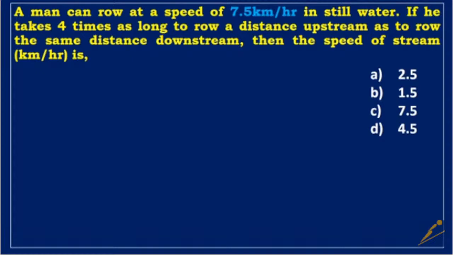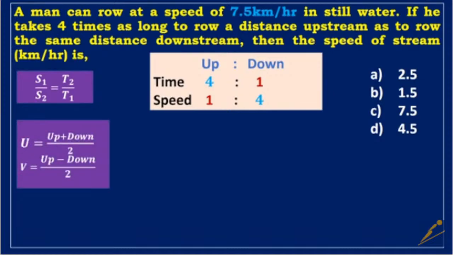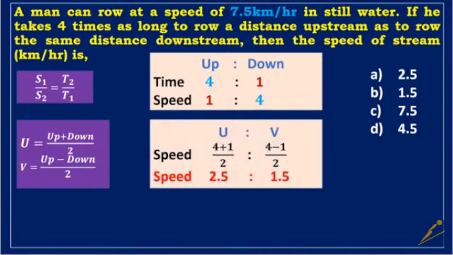The time ratio between upstream and downstream is 4 to 1. However, speed is inversely proportional to time. The speed ratio between upstream and downstream is 1 to 4. By taking the average of these two speeds, we can determine the speed of a man in still water. By taking the difference between these two speeds and dividing it by 2, we can determine the speed of the stream. The ratio between the speed of the man and the speed of the stream is 2.5 to 1.5.